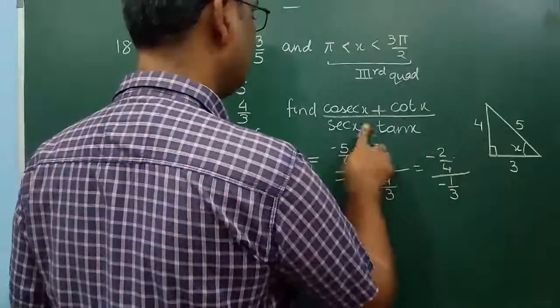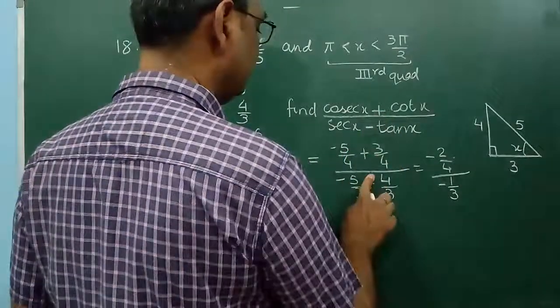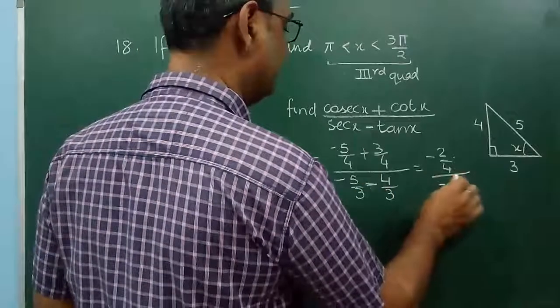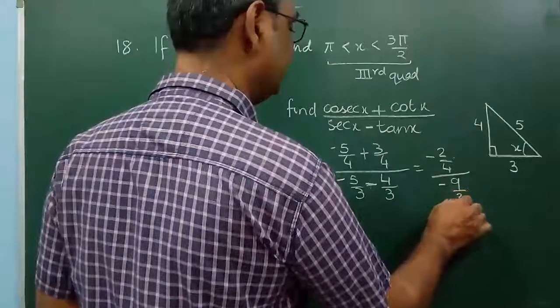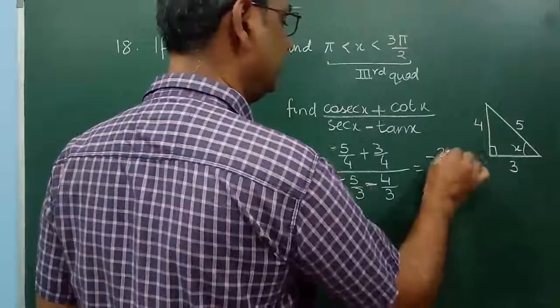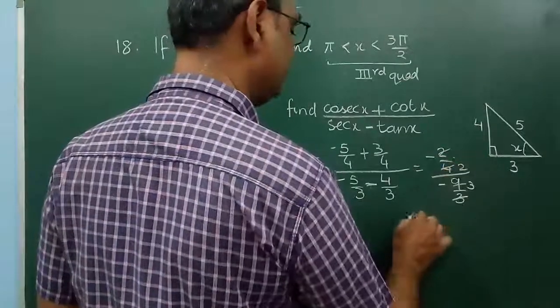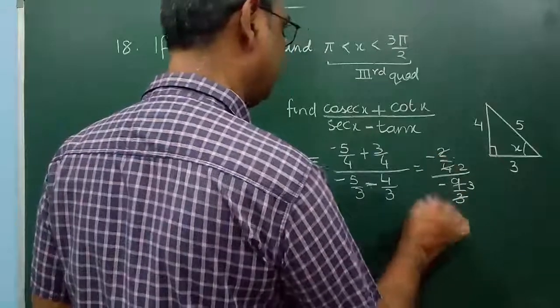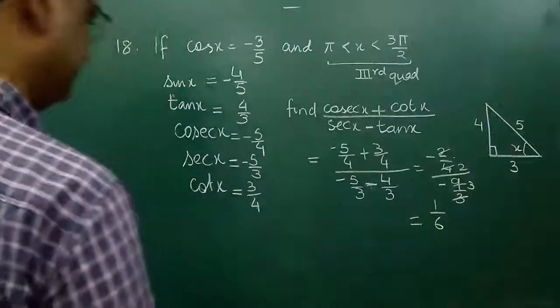So this is here minus. Here also it is minus. So here it is minus 9 by 3. So this can be cancelled 3 times. This can be cancelled 2 times. Minus and minus will be cancelled. So the answer will be 1 upon 6.